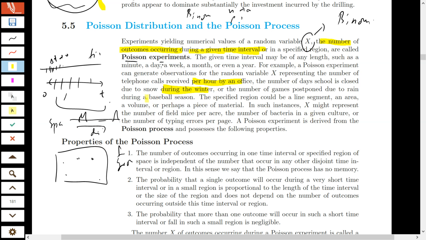A baseball season will be a few months or a few weeks. And if you are talking in terms of space, you can have a line segment, or an area, or a volume, or some piece of material. So in all these cases, you are counting events, and each event is a success, and you have those limiting processes.